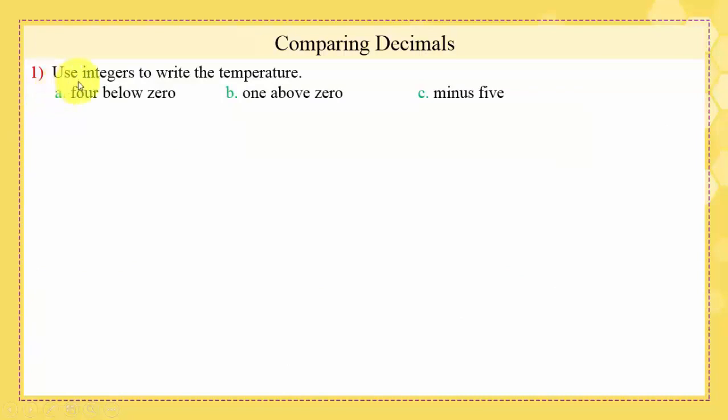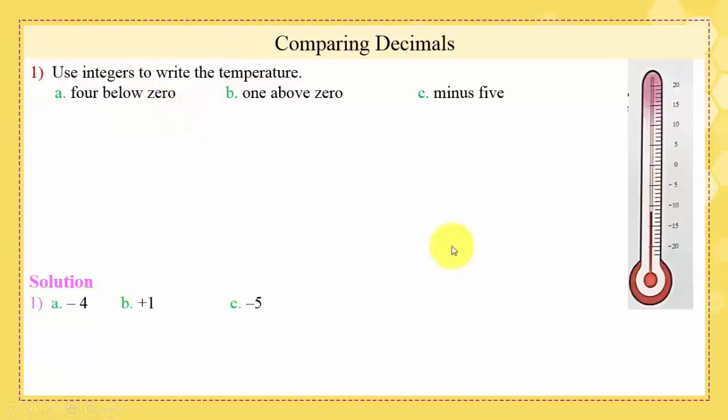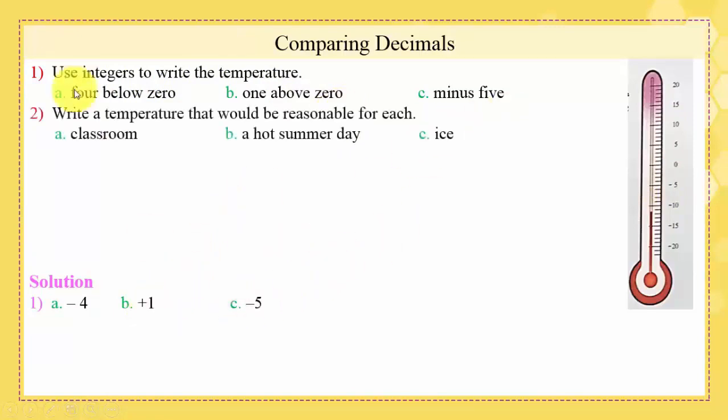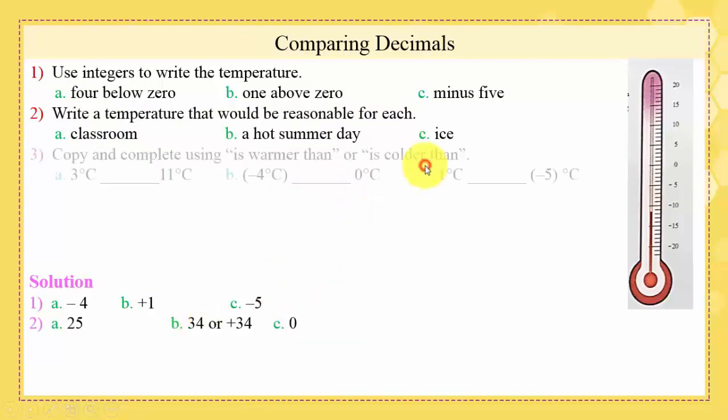1. Use integers to write the temperatures. 4 below 0 is minus 4. 1 above 0 is plus 1. Minus 5 is minus 5. Write the temperature that could be responsible for each: classroom, 25; a hot summer day, 34; ice, 0. Copy and complete using is warmer than or is colder than.